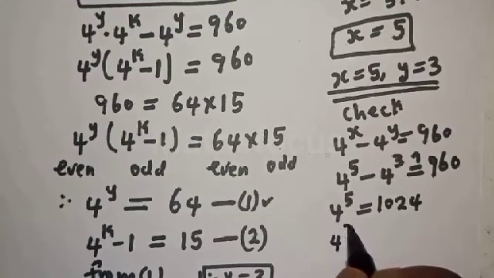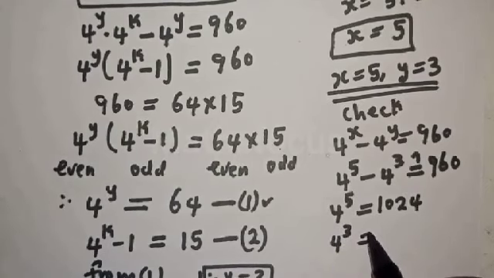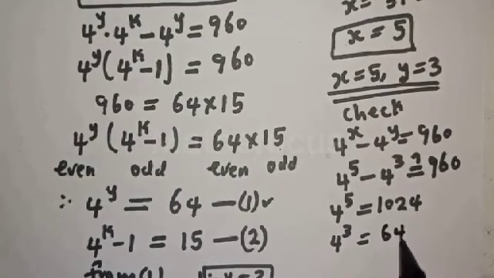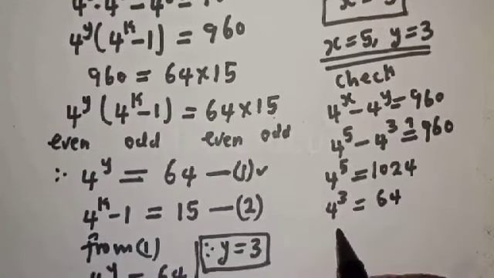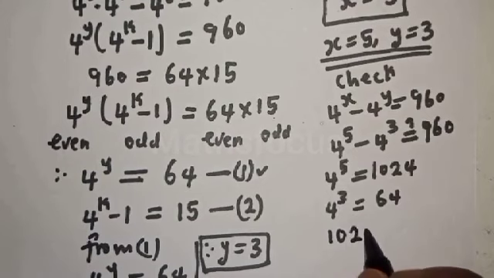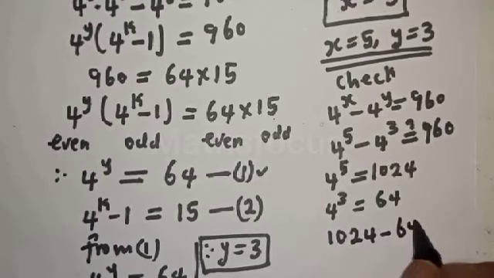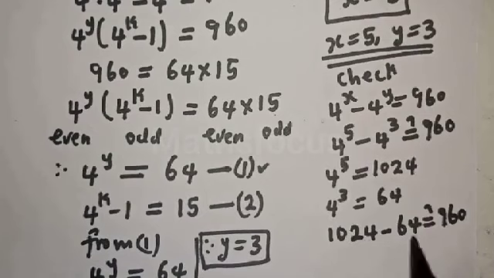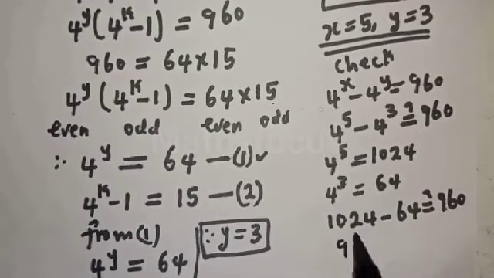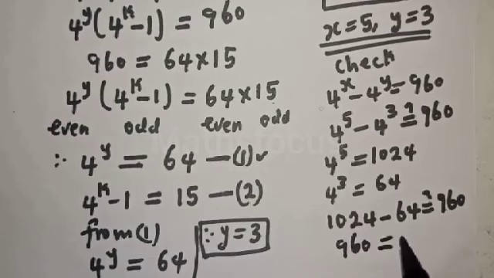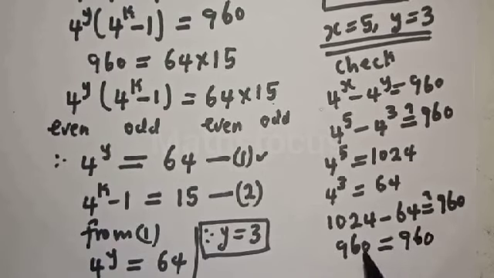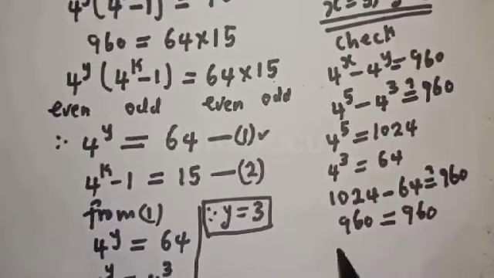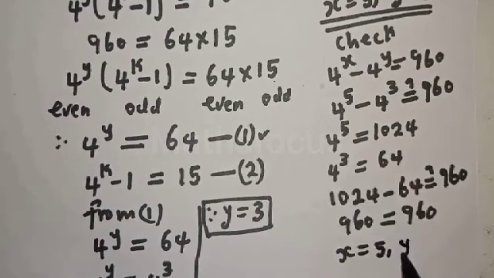Then 4 raised to power 3 is equal to 64. Now we have 1024 minus 64 must be equal to 960. 1024 minus 64, this is 960, is equal to 960, which satisfies the given equation at x is equal to 5 and y is equal to 3.